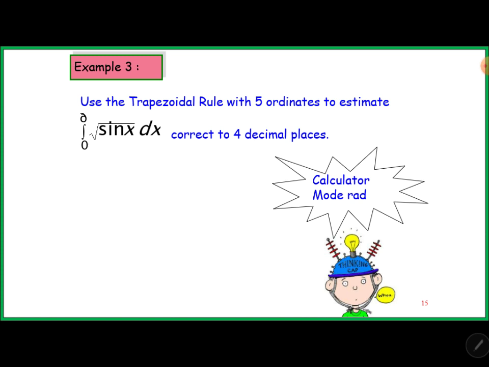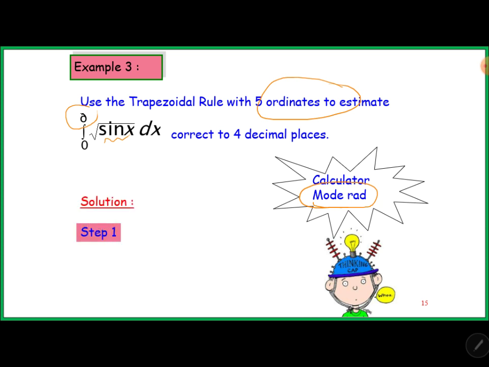Do you think you guys can do on your own? So we want to use the trapezoidal rule with 5 ordinates to estimate the integral of the square root of sine x with respect to x, correct to 4 decimal places. Let's see. Because this is a sine, we have to use radian mode to calculate the value.